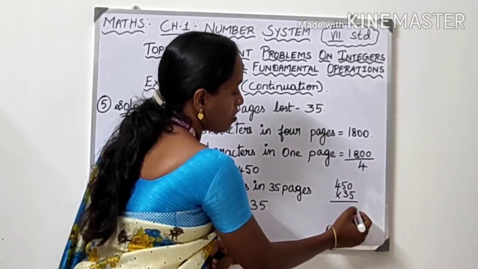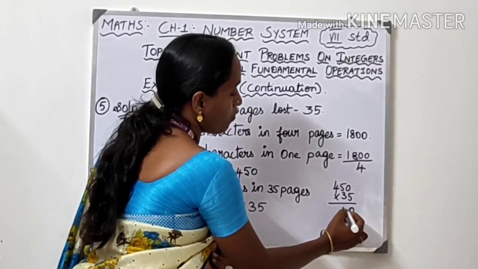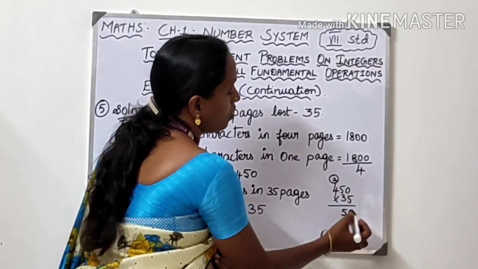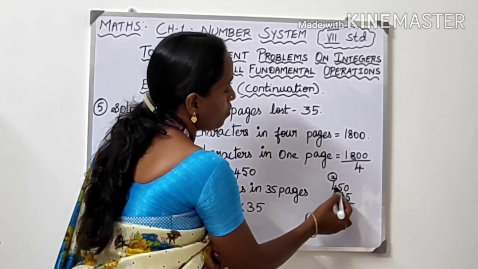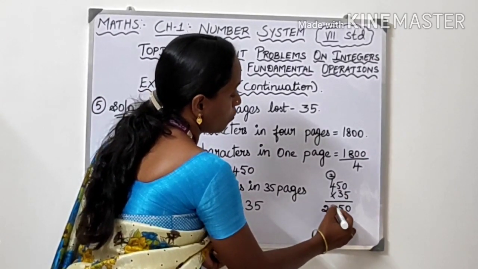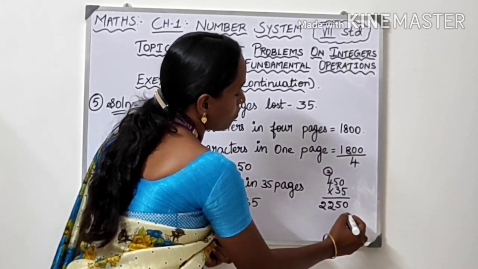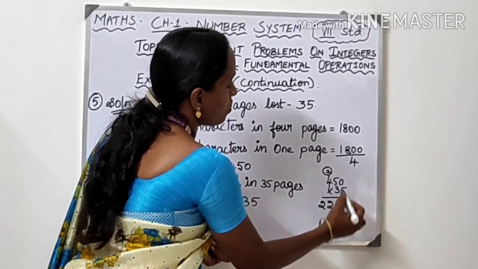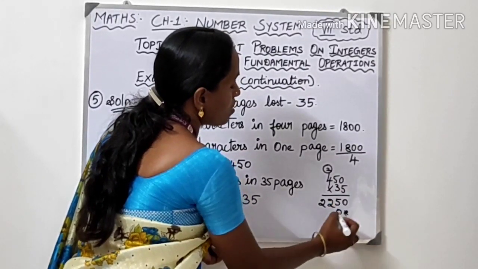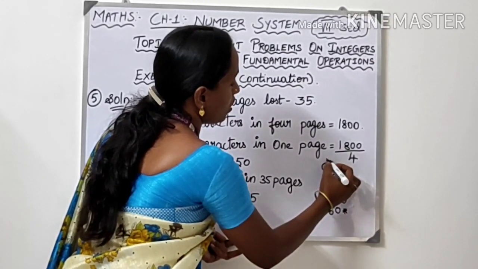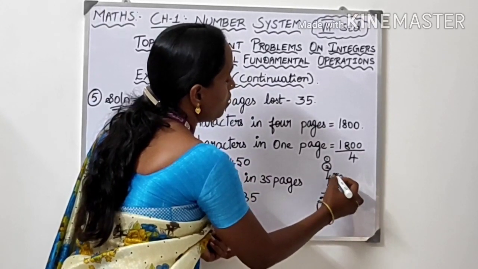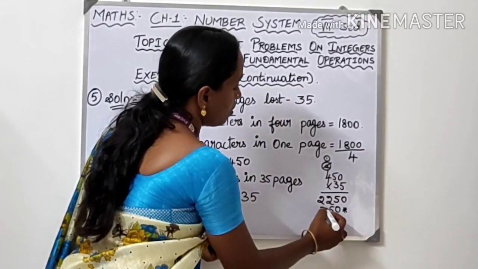5 zeros are 0. 5 5s are 25. 5 carry over 2. 5 4s are 20. 20 plus 2 is 22. Next using 3. 3 zeros are 0. 3 5s are 15. Carry over 1. 3 4s are 12. 12 plus 1 is 13.